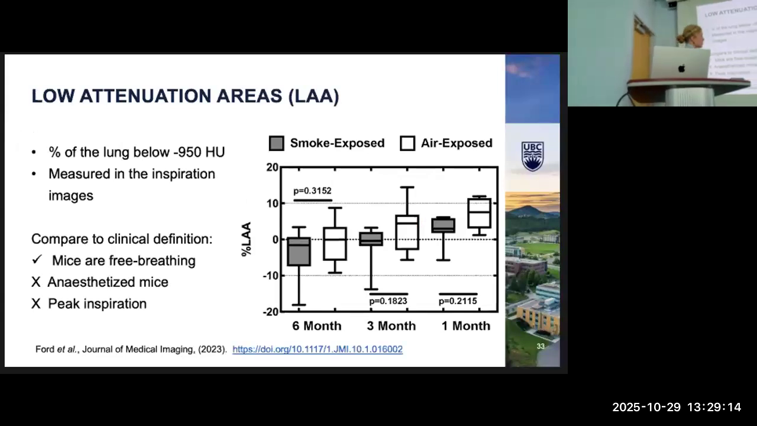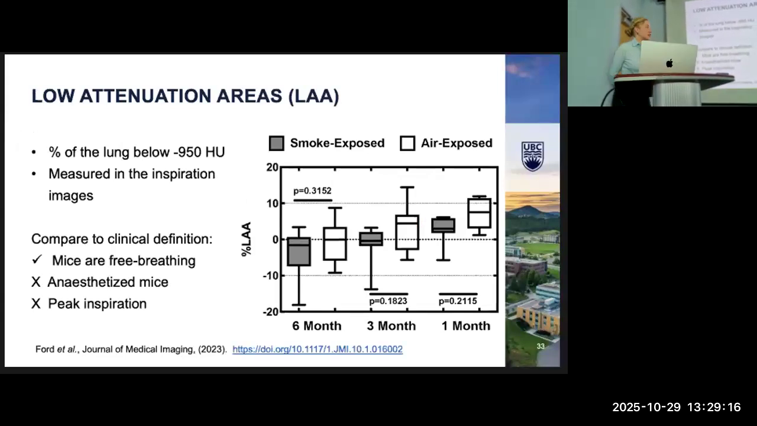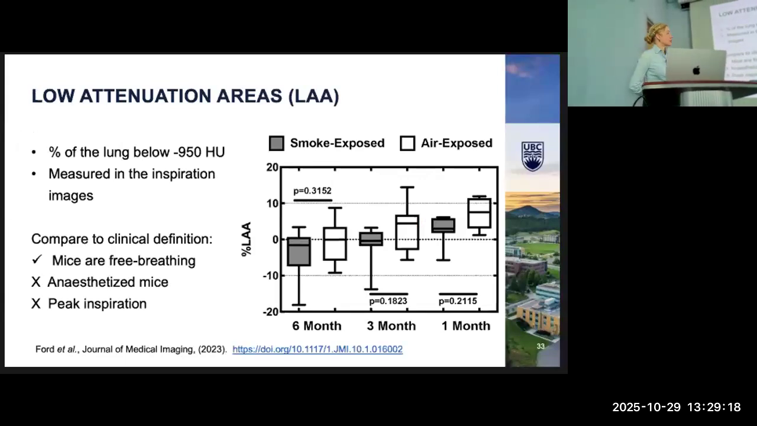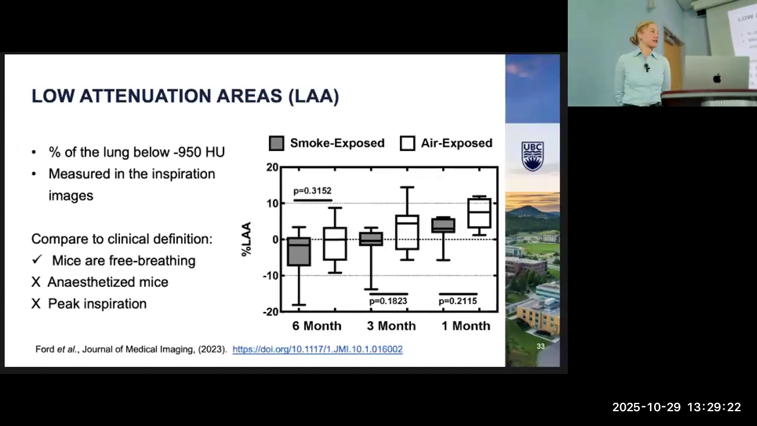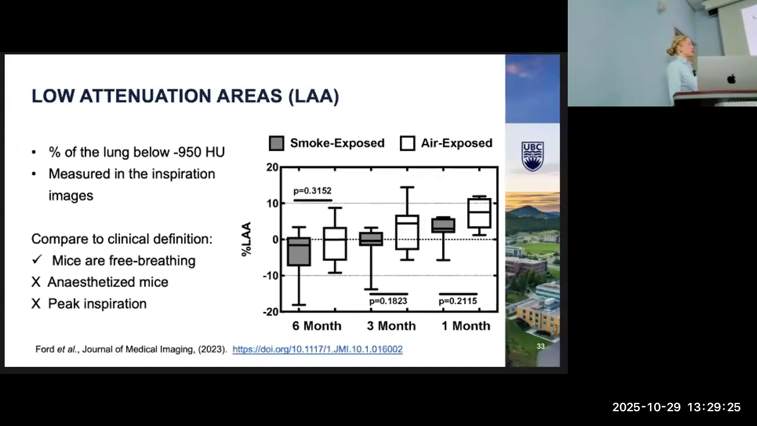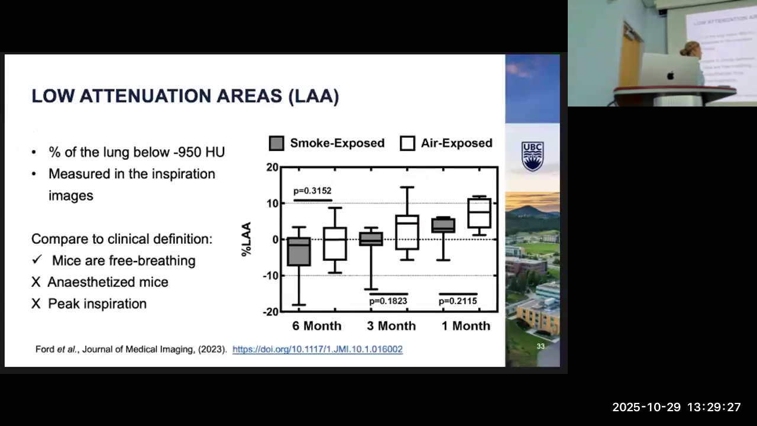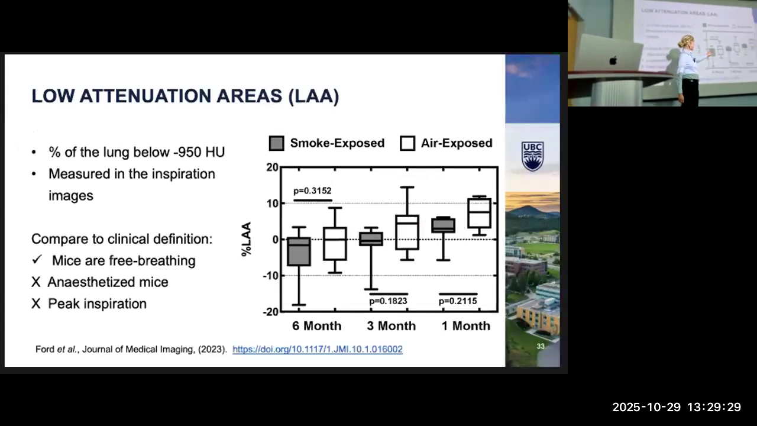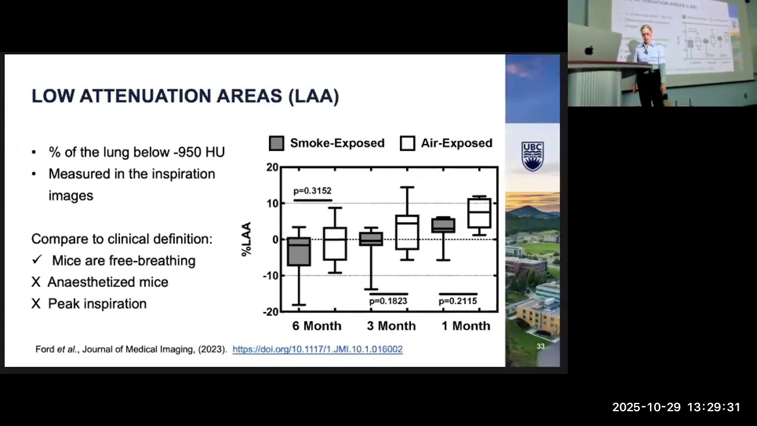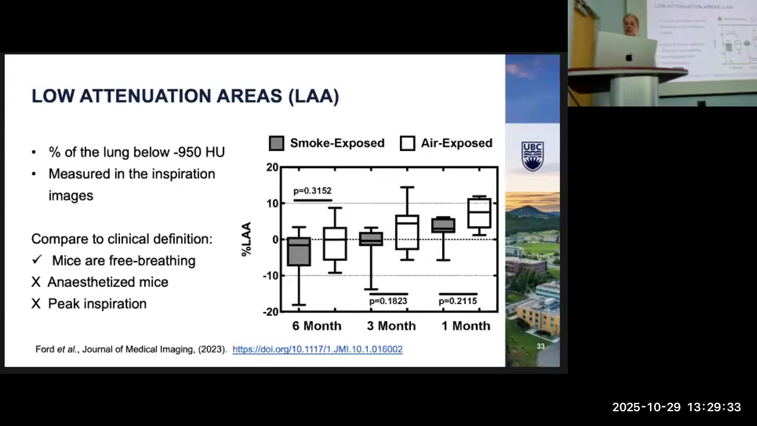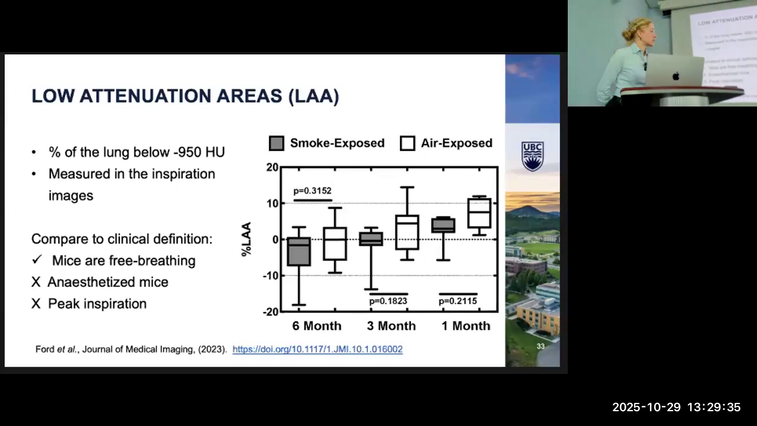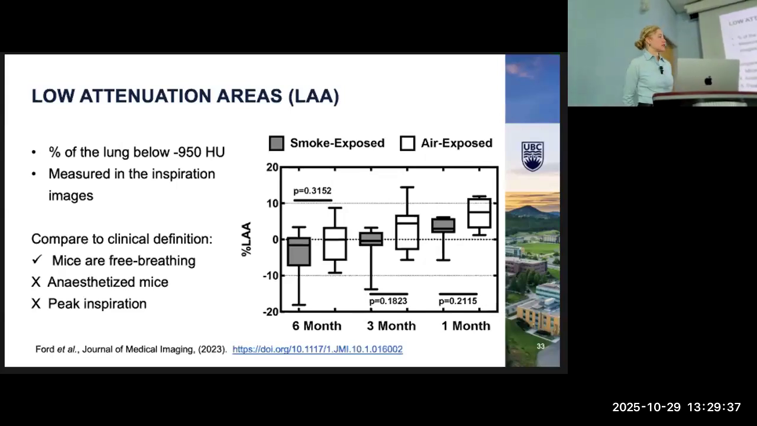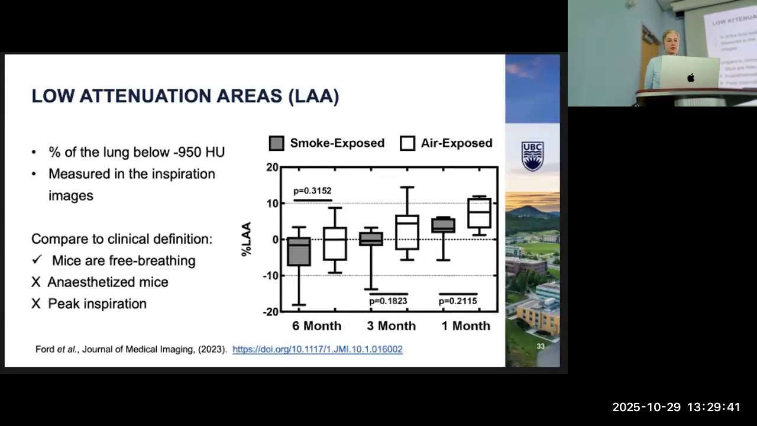So in this slide, I'm showing the change in the low attenuation area between the baseline scan and the endpoint scan. If there's no change, we would expect them to be around 0. We don't see any significant changes, but we do see a fair amount of variability in our 6-month and 3-month smoking groups compared to the control groups. Those are fairly large error bars.